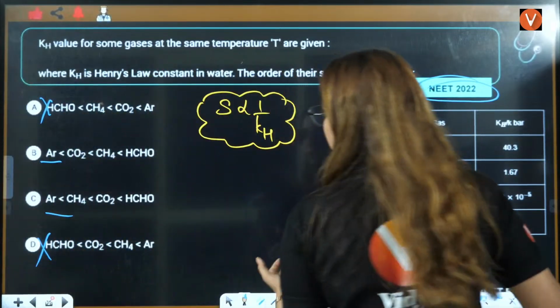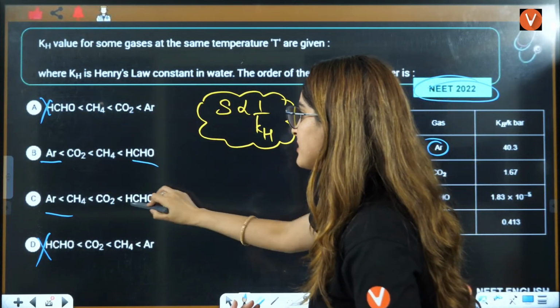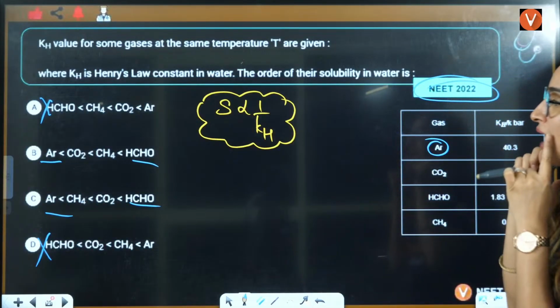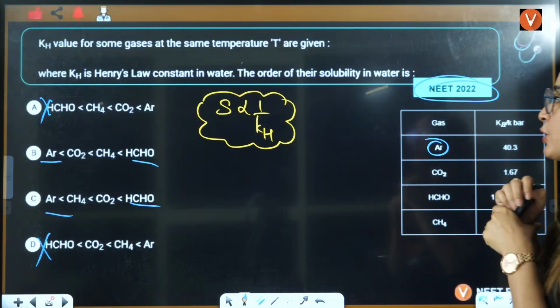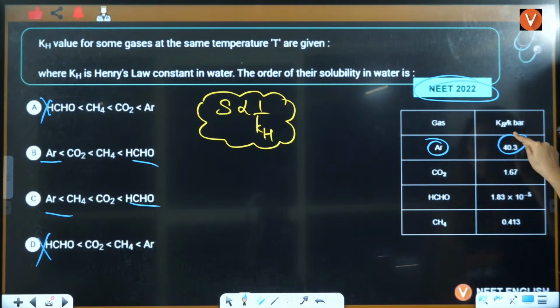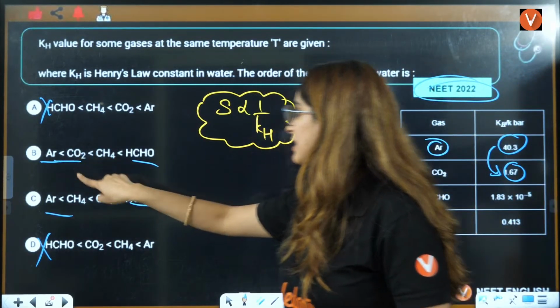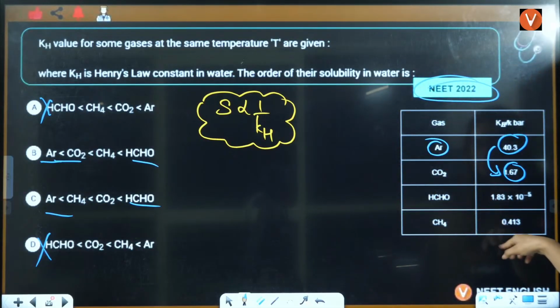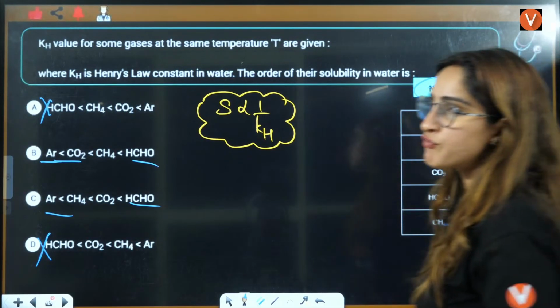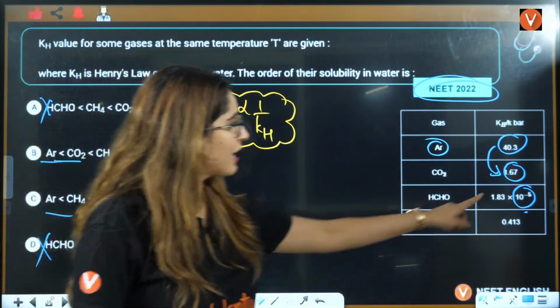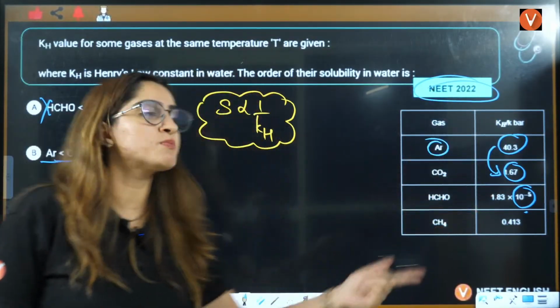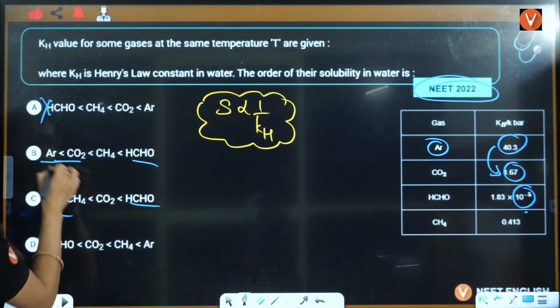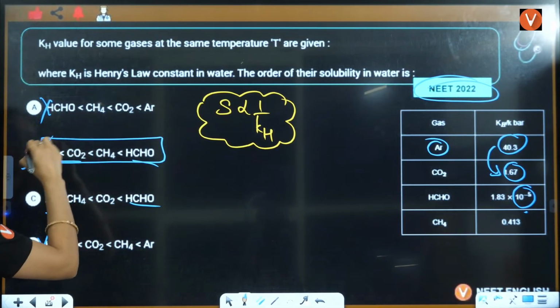Now let's search for the maximum value that is there for HCH only. You have to see after argon, which has less KH value as compared to argon. After argon, you will have CO2. Then you will have CH4, because this is in 10 raised to the power minus 5. That is the minimum it can go. Minimum KH value means maximum solubility. That means B is the correct answer here.